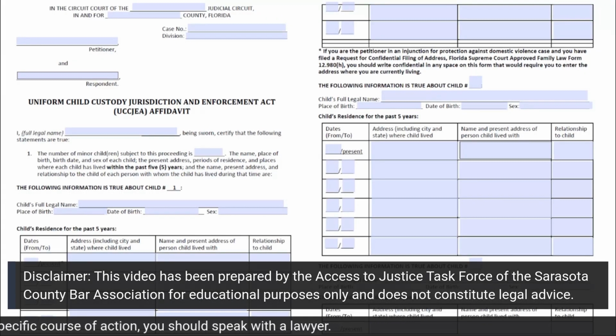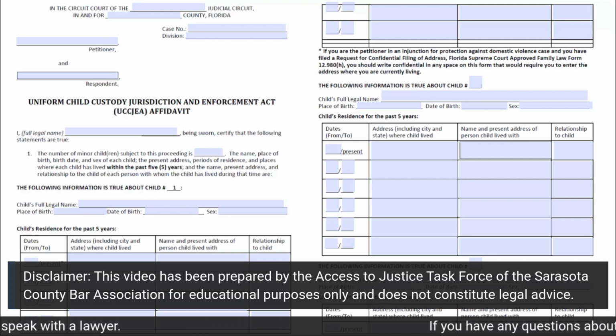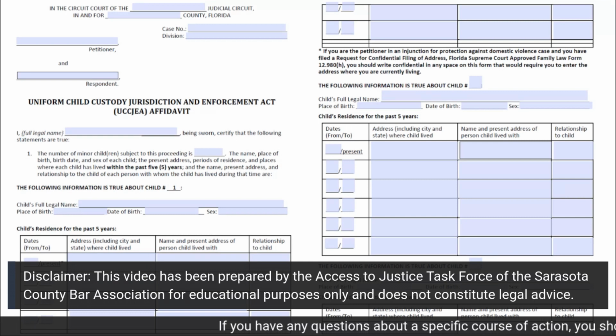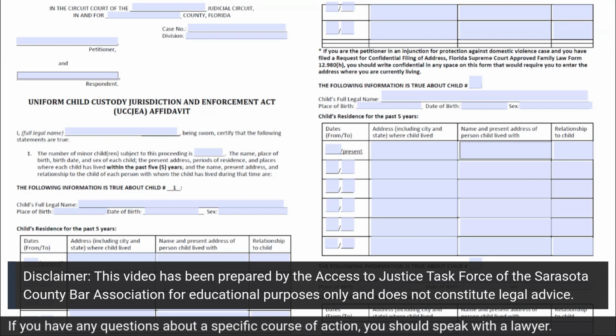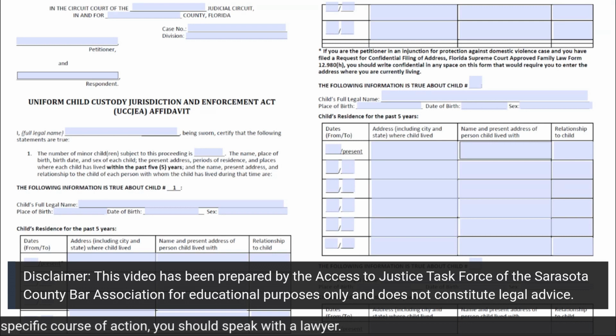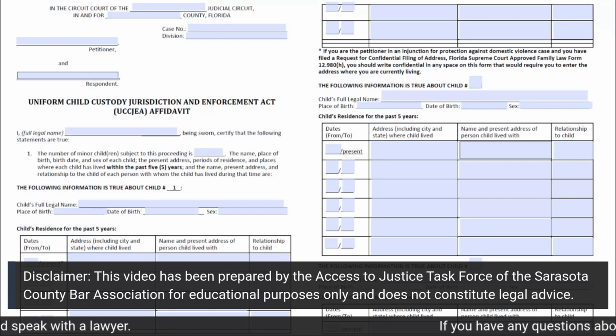Underneath the title for the form, you must fill in your full legal name in the space provided. In Section 1 of the UCCJEA Affidavit form, you must fill in the number of minor children subject to this proceeding.